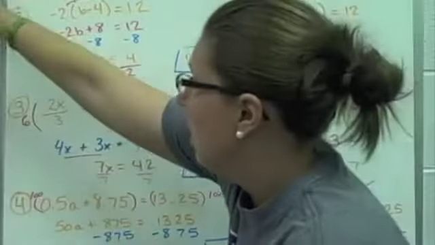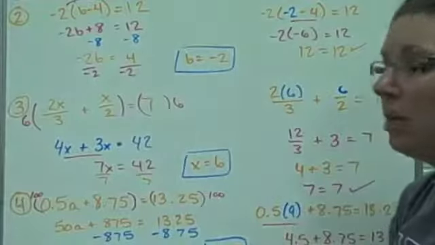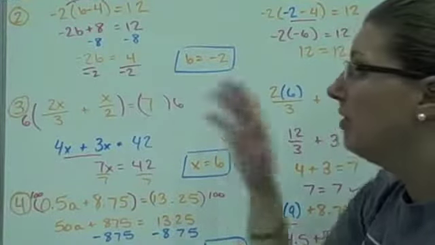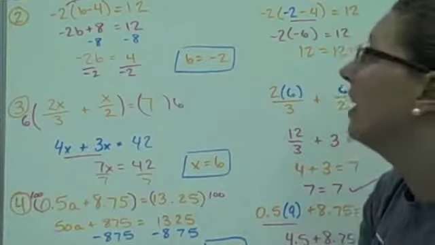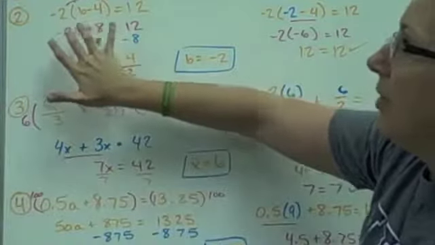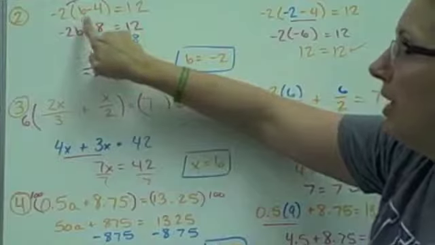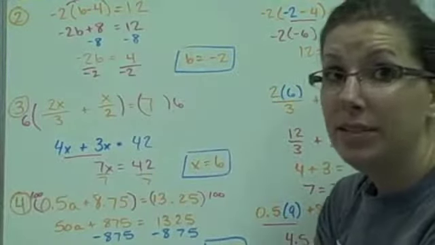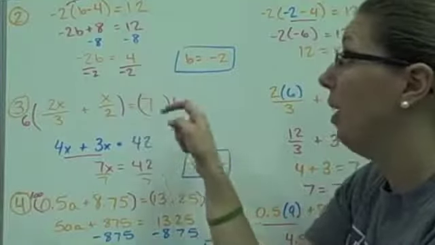Okay, I'm going to show you lots of different types of examples, and I checked all of my work to make sure it's correct. I'm going to move you through this as quickly as possible. So example number 2, negative 2 times the quantity of b minus 4 equals 12. The first thing I need to focus on is using the distributive property.